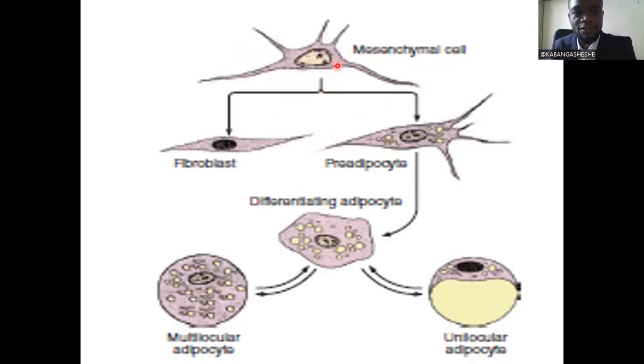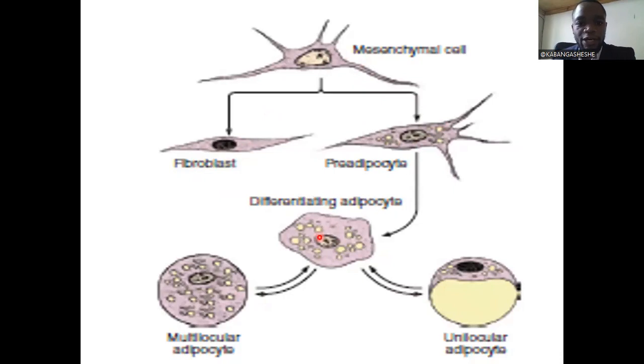So mesenchymal cells will give us two types of cells. They can give us fibroblasts. They can also give us adipocytes or pre-adipocyte. Now, pre-adipocyte will be converted into brown adipose and white adipose. So let's forget about fibroblast. This cell can also give us fat cell.